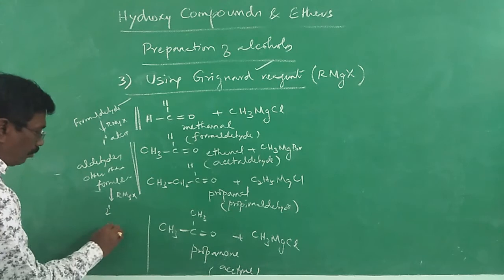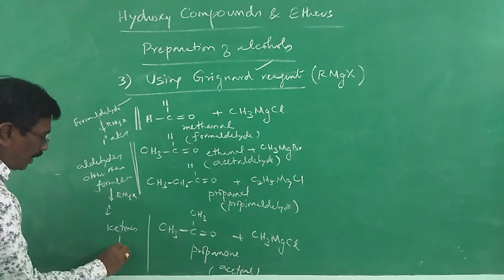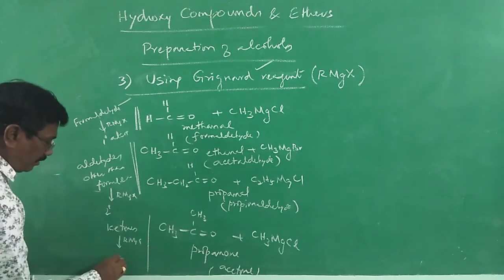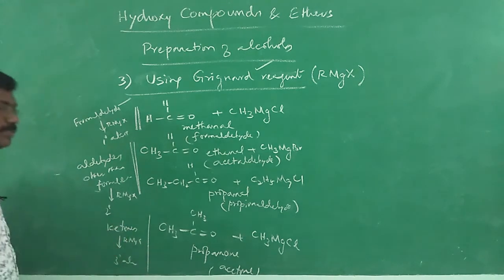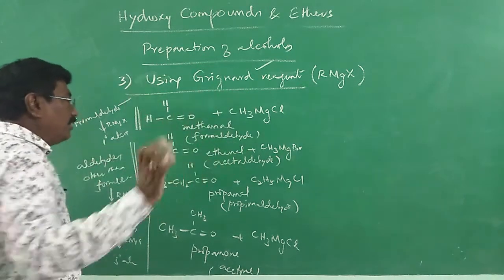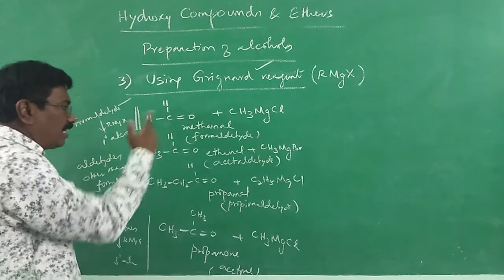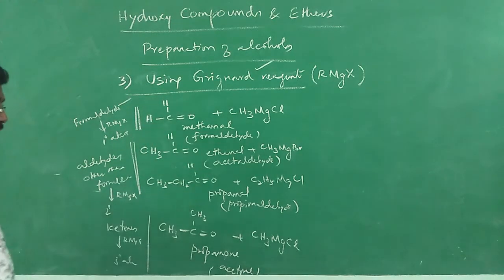If ketones are made to react with a Grignard reagent, you will be getting a tertiary alcohol. Alright, so that rule you should know. Whatever may be the Grignard reagent used, you will be getting only a primary alcohol if formaldehyde is used, if methanal is used. And whatever may be the aldehyde other than formaldehyde, you will be getting a secondary alcohol. If ketones are used, you will be getting a tertiary alcohol. Alright.